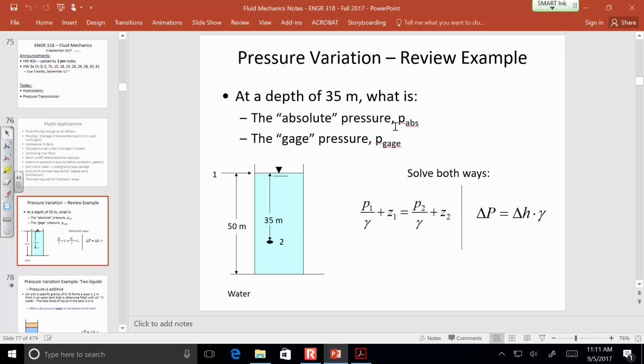Anybody remember what atmospheric pressure is in terms of absolute? Good. 101,000 pascals, or newtons per meter squared. If we're being exact, it's 101,325 newtons per meter squared in terms of absolute pressure. That's what the atmosphere is at sea level. What about at gauge? What's the gauge atmospheric pressure?